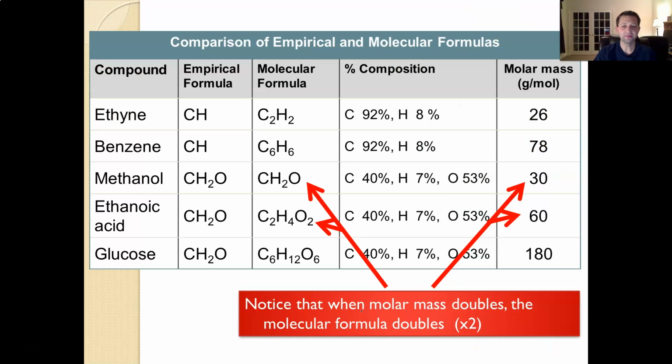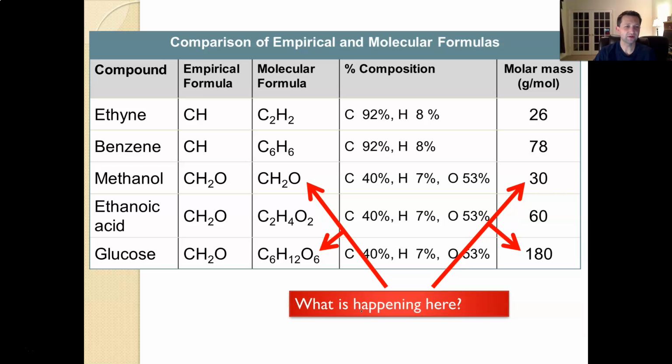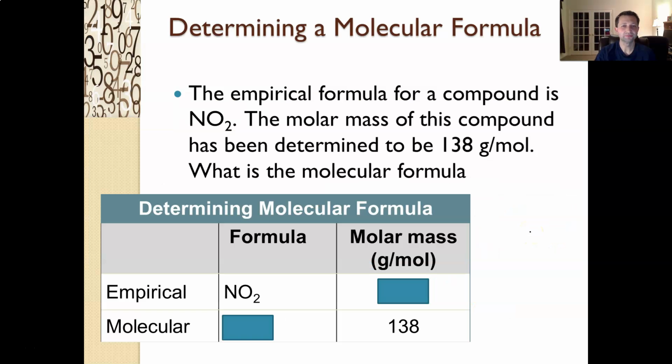Okay, so one last time here. Notice that when the molar mass doubles, the molecular formula doubles. And we already said with methanol and glucose, you're going from CH2O to C6H12O6. You're multiplying by 6. So you multiply by 6 for your molar mass. So, a couple practice problems.